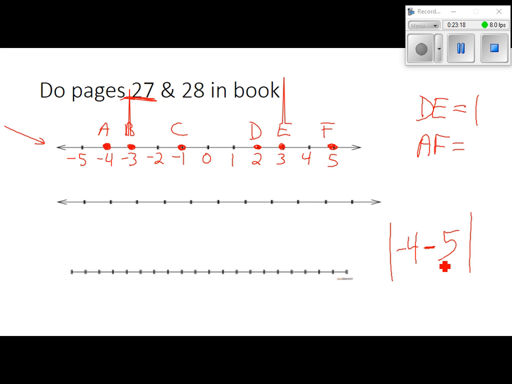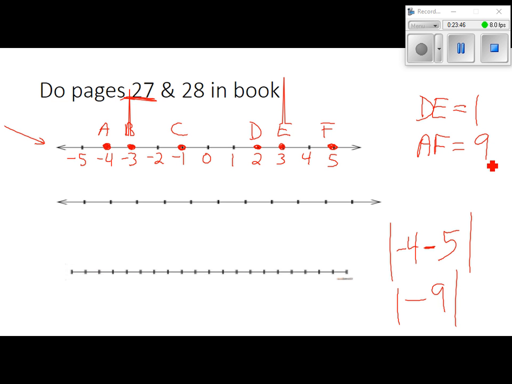I will never, ever yell at somebody for grabbing their calculator. I don't care if it's 2 + 3. I might look at you, but I won't yell at you. Grab your calculator and check everything. No reason not to. Somebody said -9, is that right? Mm-hmm. What's the absolute value of -9? 9. So how long is segment AF? 9.